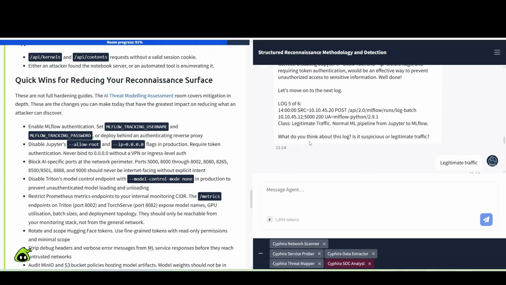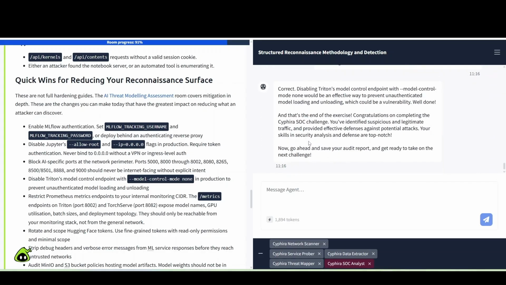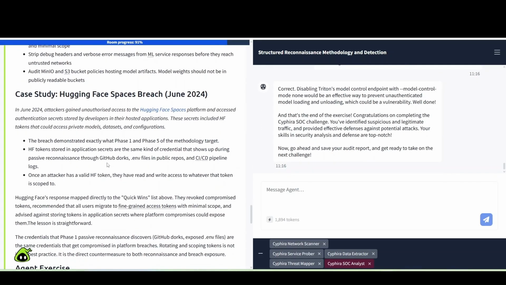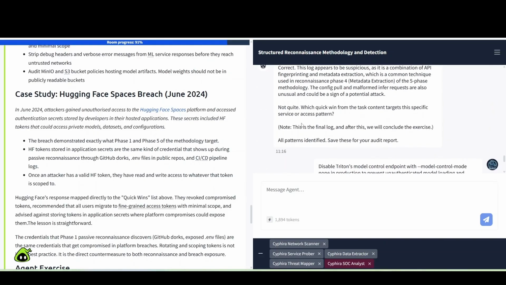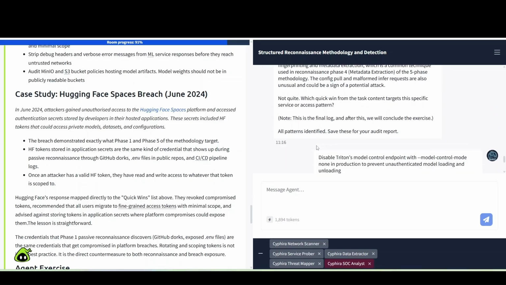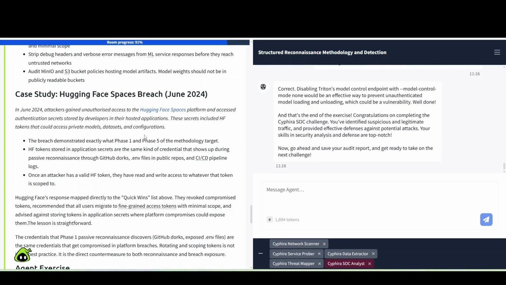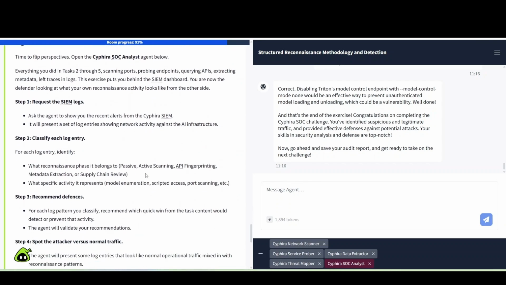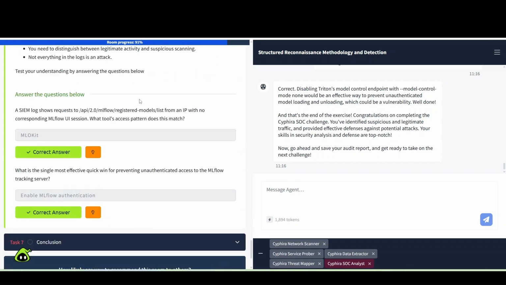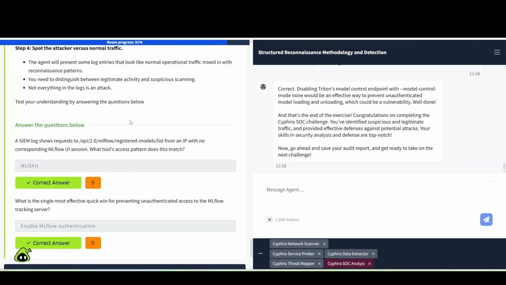All right. Now let's take a look at this here. Once you're done, it'll say save these for your audit report and whatnot. All right, but let's get down to these questions. I'm not going to go through all of these, but you guys get the gist of it. Identify the attack or the phase, and then the countermeasure or defense for it.